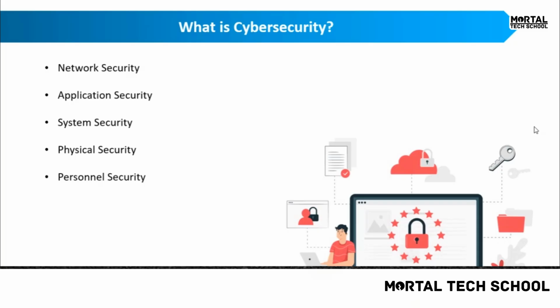Next is personal security, wherein identity access management is one of the major areas in the picture. So whether the employees are using the systems properly, if they are using them properly, what is the password management policy, how well are the accounts of the users being managed, this comes under personal security.